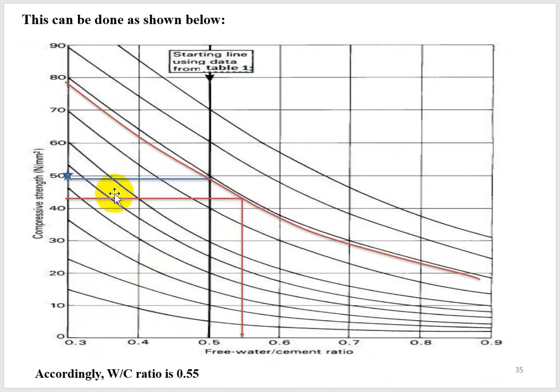So once we get that amount, then we could just draw it and intersect that line with the vertical line corresponding to the water cement ratio at 0.5, and then we draw that curve parallel to the other curves, and then we use the target strength and cross it with the new curve we have drawn using that information provided with the 49, and then as a vertical drop to the x-axis, we get the water cement ratio, which is about 0.55.